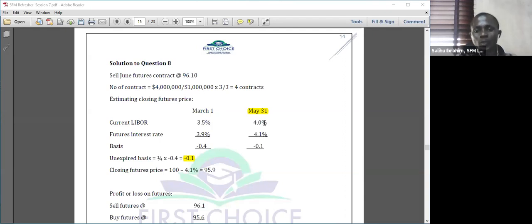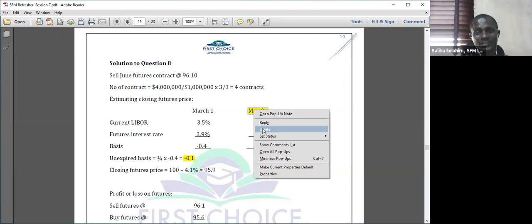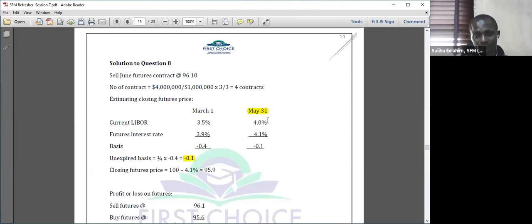So you now go and bring the closing basis. The question will give you your closing basis. If you look at the question, this is what the question gives us, the closing basis. If that's our closing basis, what is the balancing figure here? What will I subtract from 4 to get minus 0.1? That is 4.1. So it means my unexpired basis is minus 0.1.